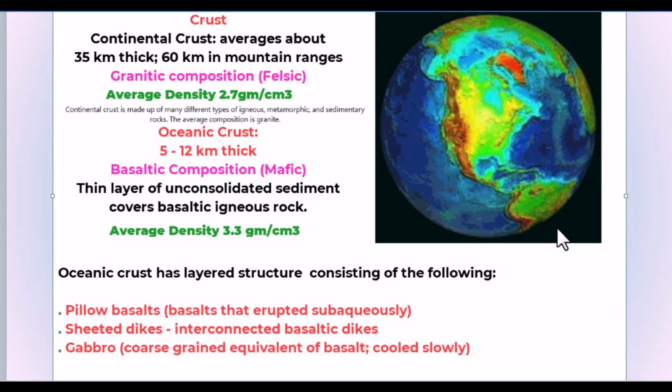Its composition is basaltic or mafic. A thin layer of unconsolidated sediment covers basaltic igneous rock, and the average density of oceanic crust is 3.3 grams per cubic centimeter. Dear learners, keep in mind that oceanic crust also has a layered structure consisting of the following: pillow basalts, basalt that erupted subaqueously; sheeted dikes, that is, interconnected basaltic dikes; and gabbro, the coarse-grained equivalent of basalt cooled slowly.